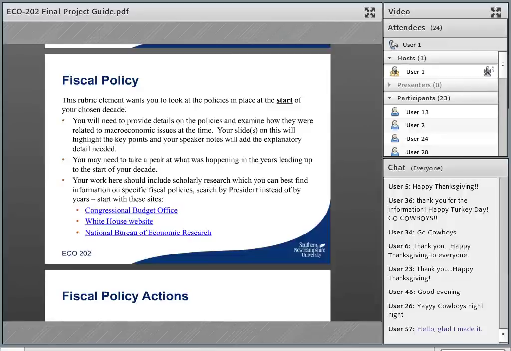So the first critical element here is asking you to look at fiscal policies in place at the start of your chosen time period. So first of all, what is fiscal policy? That's what we're learning this week. But essentially, it's the spending decisions made by the federal government.